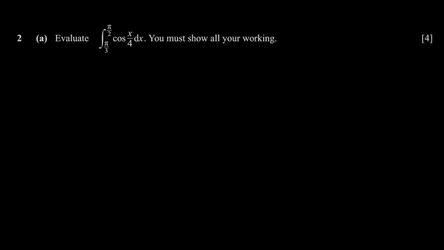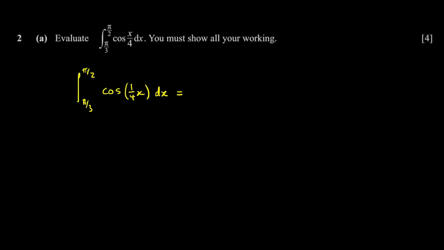Okay, then question 2, we want to evaluate this integral here. We must show all of our workings. So let me just rewrite that. We're going to integrate between pi/3 and pi/2 cos of 1/4 x. I always prefer to write it like that as some constant times by x. I find it a bit easier.